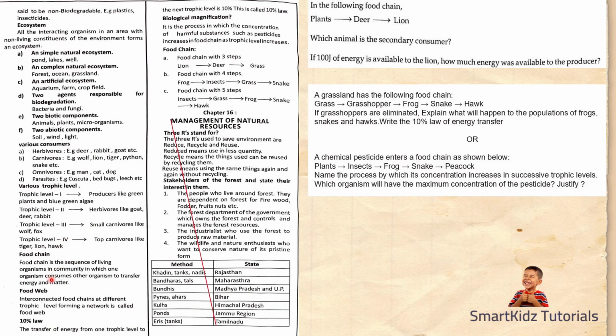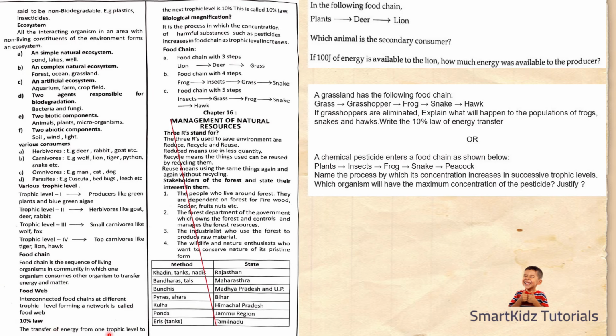Food chain. What is a food chain? Food chain is the sequence of living organisms in a community in which one organism consumes another organism to transfer energy and matter. So, just a chain. In one case I am the predator, in the second case I become the prey and somebody else is the predator. So this goes on in life. Food web, where all the food chains are interconnected in some way or other.